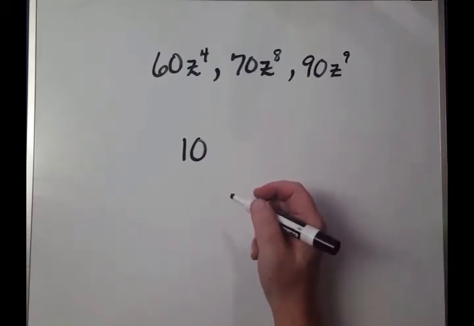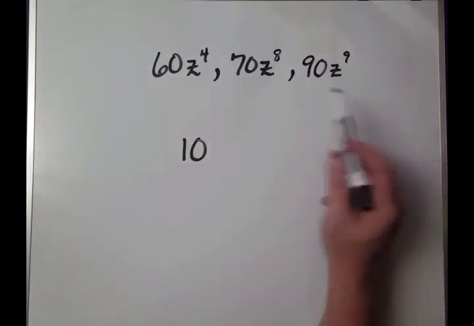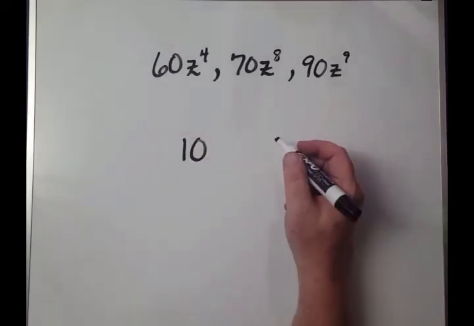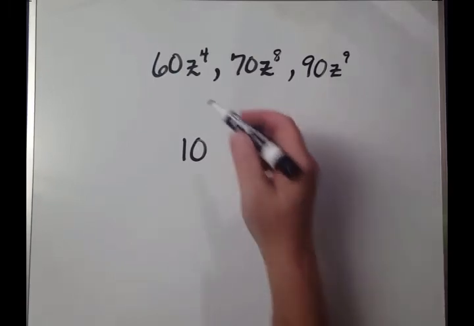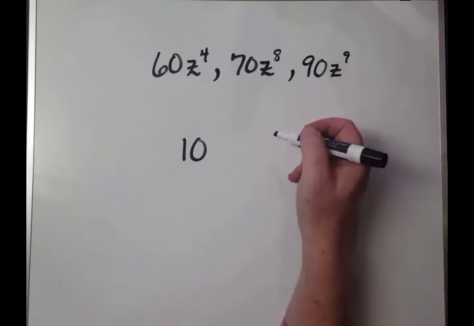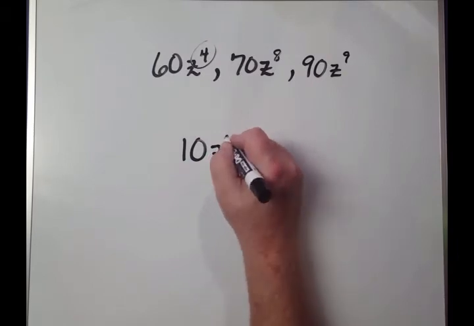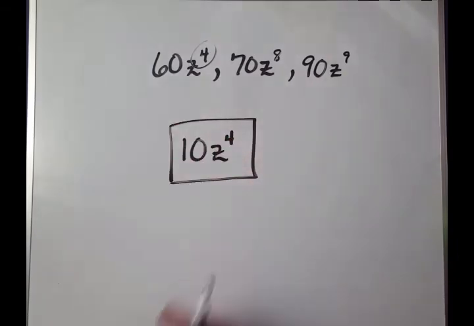And then the variable part. Do all of these terms have at least 4 factors of z? Yes. Do all of these terms have at least 8 factors of z or 9 factors of z? No. We take variables at their smallest power, z to the 4th. And there's my greatest common factor.